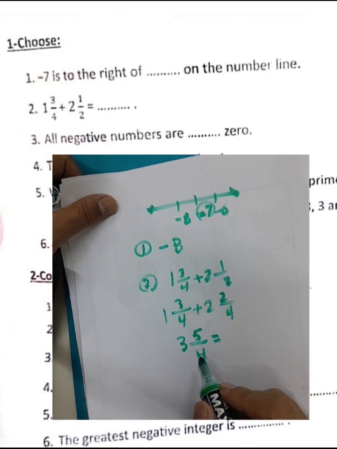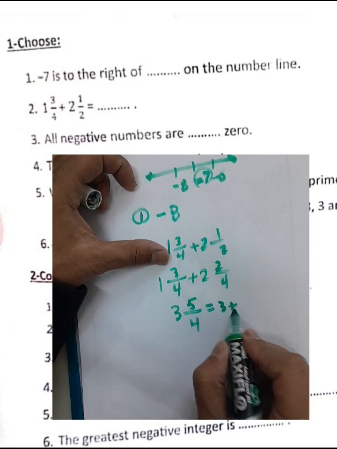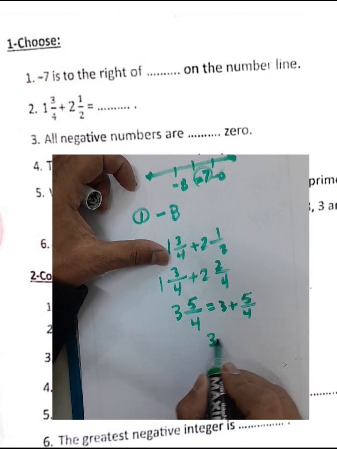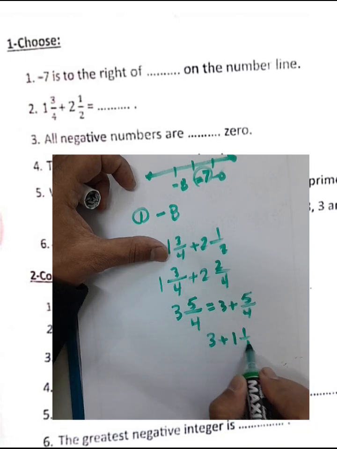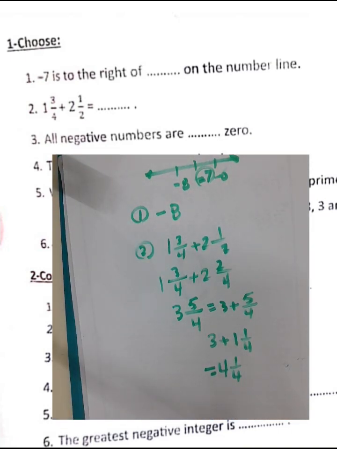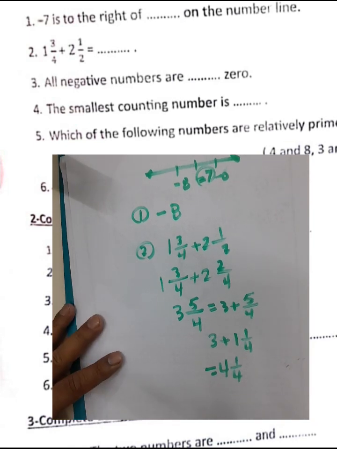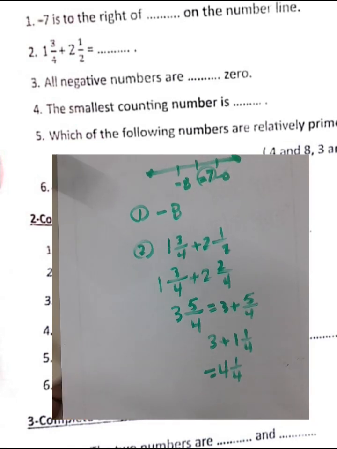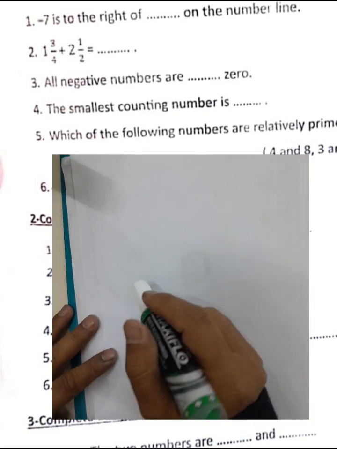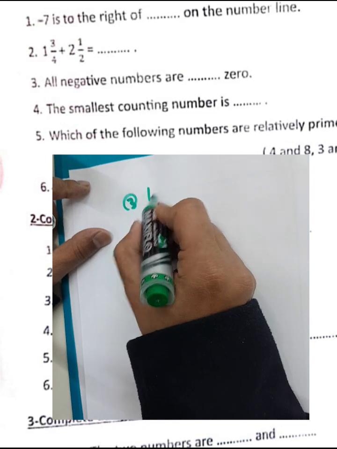And then 5 over 4, we can convert this number to the simplest form. It's improper, okay? It means 3 and 5 over 4. And then 5 over 4 will be 1 and the remainder 1 over 4. And then you can add them. 3 plus 1 equals 4, and write 1 over 4 here. Understood? Question number 3. All negative numbers are space 0, negative number less than 0. Or all negative numbers are less than 0.